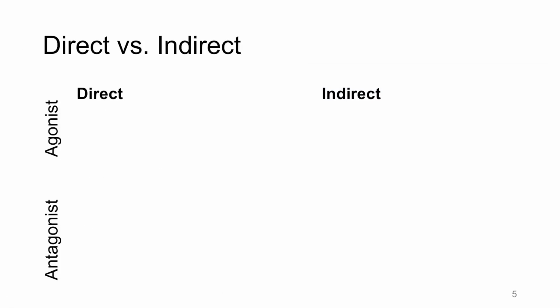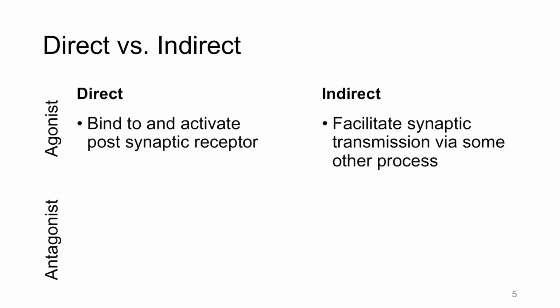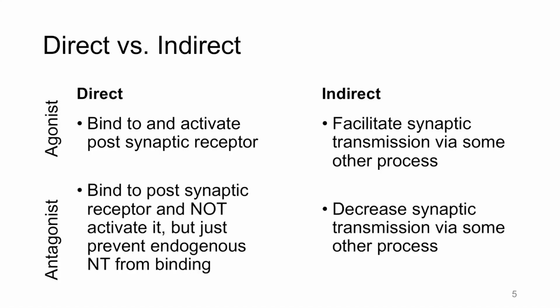We can also categorize agonists and antagonists as direct or indirect based on how they influence synaptic transmission, that is, on which stage they influence synaptic transmission. A direct agonist would bind to and activate the postsynaptic receptor, while an indirect agonist would facilitate synaptic transmission via some other process. A direct antagonist would bind to the postsynaptic receptor, and while it would not activate the receptor, it would still prevent the endogenous neurotransmitter from binding. An indirect antagonist would decrease synaptic transmission via some other process.